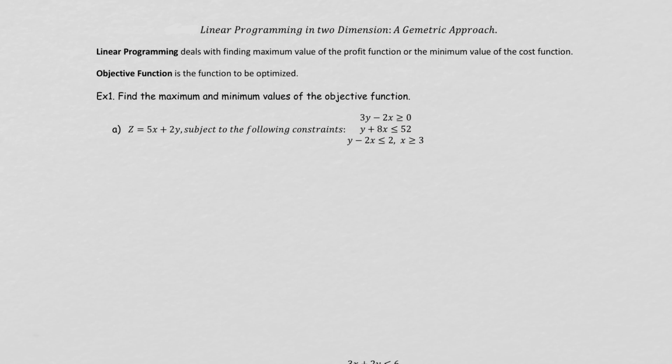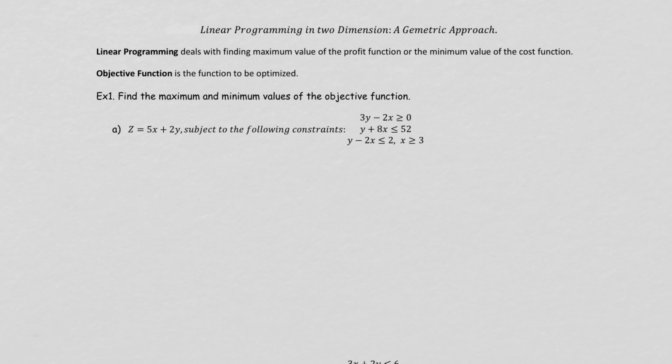So example 1 says: find the maximum and minimum value of the objective function subject to the following constraints. These are the constraints that we're going to use to find the maximum and minimum value of this objective function. So the first thing we want to do is graphing. We want to graph all of this.